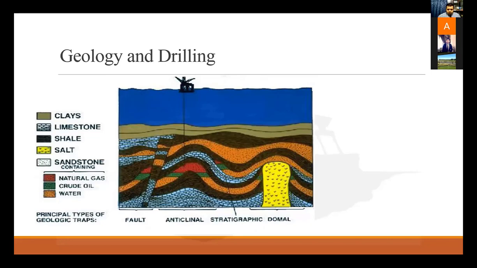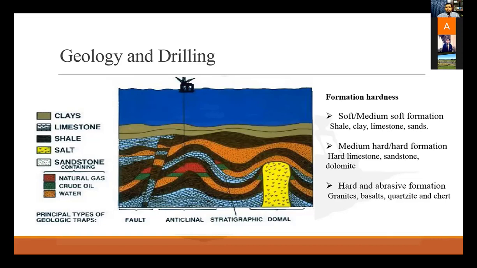We have, as you see, clays, limestone, shale, and sandstone, which is the reservoir in this case, and also we might encounter salt. These different layers have different characteristics. A drilling engineer must consider, as one of the most important characteristics, the formation hardness. So while drilling, we'll encounter several formations. Each formation has a different hardness.